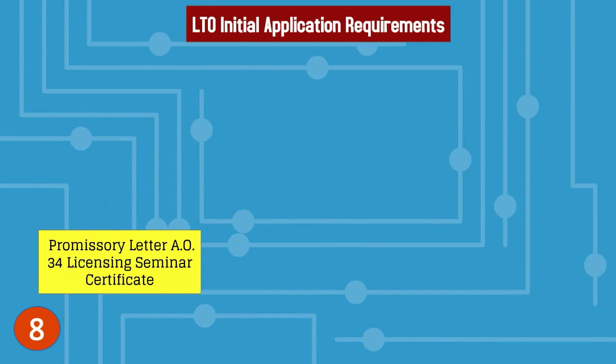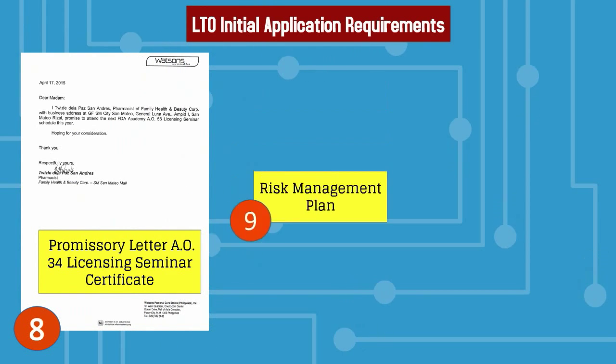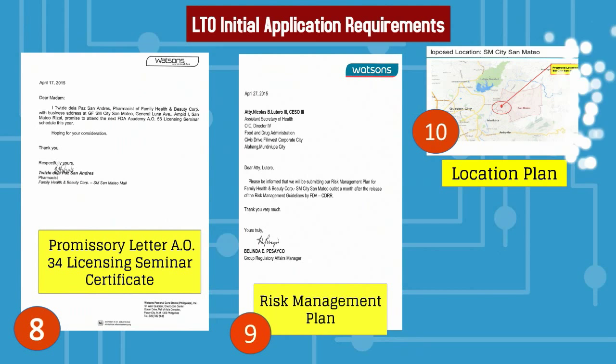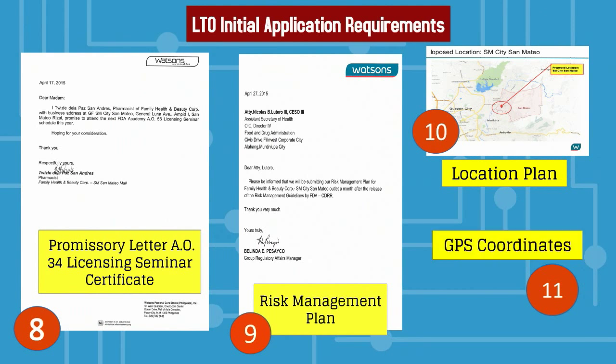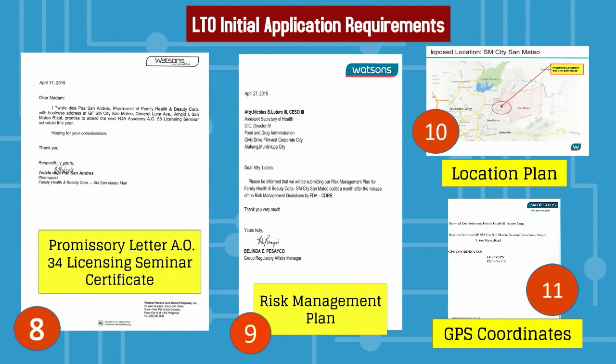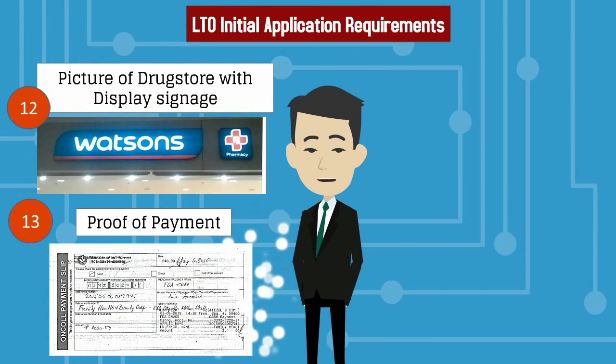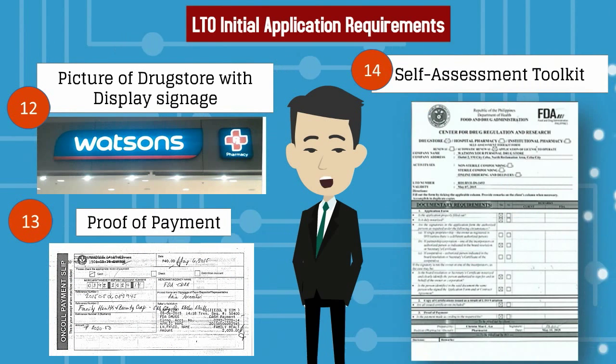8. Promissory letter for licensing seminar certificate. 9. Risk management plan. 10. Location plan. 11. GPS coordinates. 12. Picture of drugstore with display signage. 13. Proof of payment. And the last, or 14th, requirement is the self-assessment toolkit.